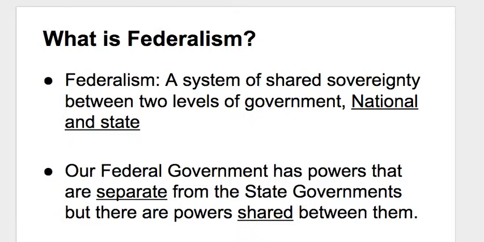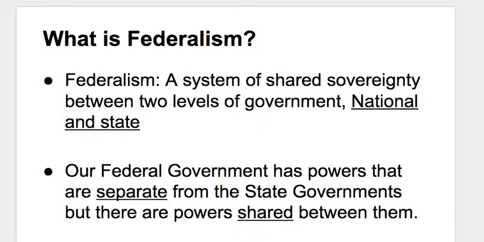What is federalism? Federalism is a system of shared sovereignty between two levels of government, your national government and your state government. Our federal government has powers that are separated from the state governments, but there are also shared powers between them. Many people think that the national government should have strict powers and that the state government should have its own certain powers that are delegated to them.